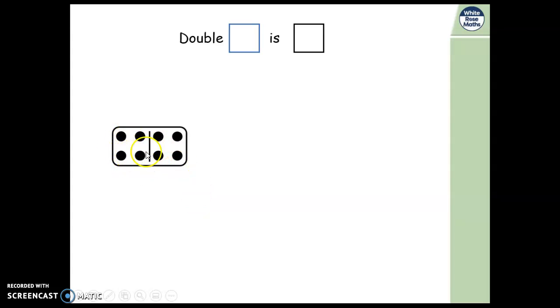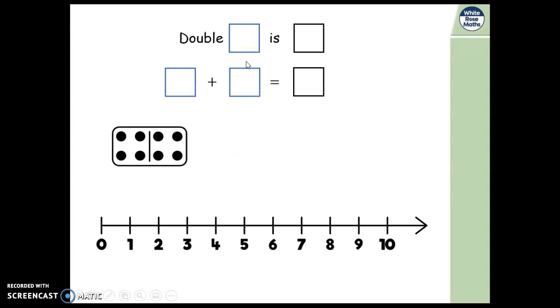Here we have 4 add 4. So 4 add 4 means that we've got double 4. We could use a number line again, because we could add 4, add 4. So 0 to 4 is 4. Counting on 4 is 8. So double 4 is 8.